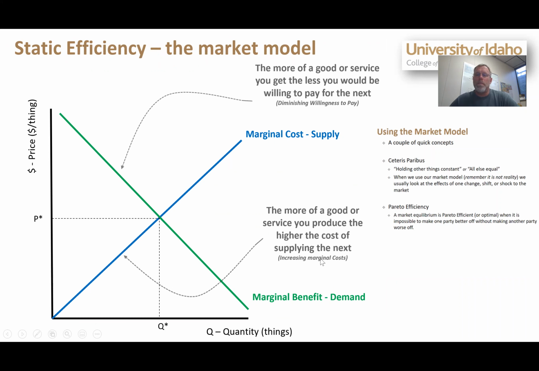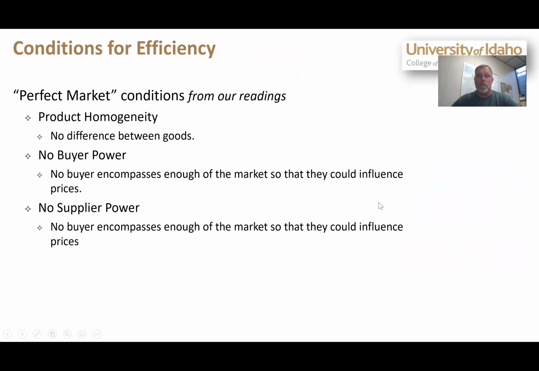being the blue line, and we had increasing marginal costs. So two other quick concepts that we'll touch on later: ceteris paribus, all else equal, and Pareto efficiency, but we're going to hit those in other slides as we go.